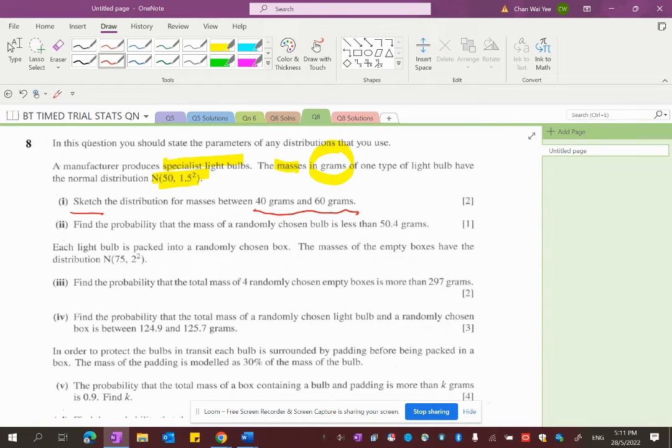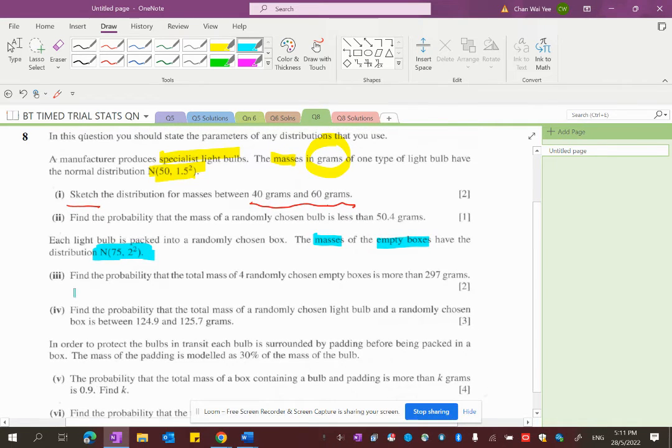Then before we move on to part 3, the question gives us another piece of information. Each light bulb is packed into a randomly chosen box. However, the masses of empty boxes also have a normal distribution with mean 75 and 2 squared variance. Now, part 3 asks us to find the probability that the total mass of 4 randomly chosen empty boxes is more than 297 grams. So take note, it is talking about boxes, no longer light bulbs, and there are 4 of them.